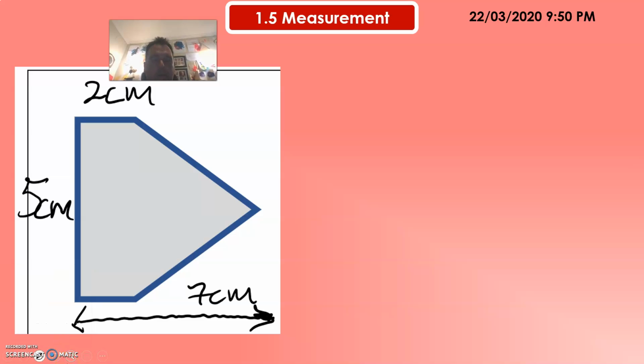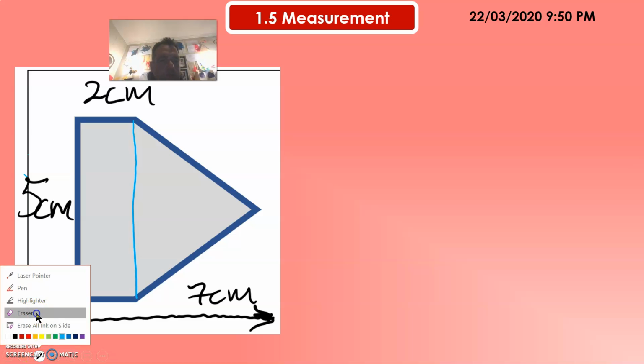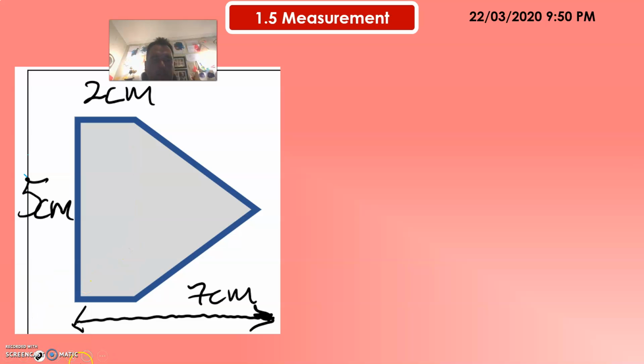you can see that they're all centimeters, so that's okay. So the first thing we need to do is divide these up into two shapes. So you could do a rectangle and a triangle, or another option is that you could just divide it up into two trapeziums, which is what I'm going to do.